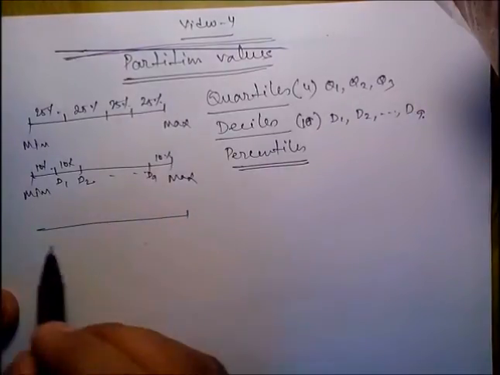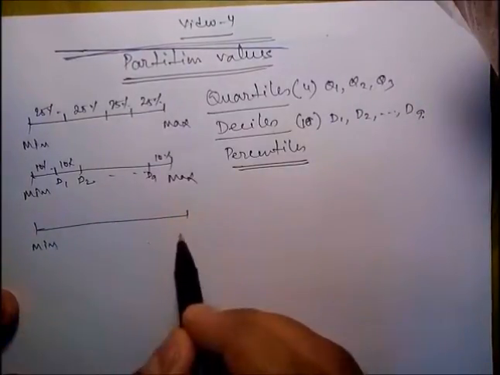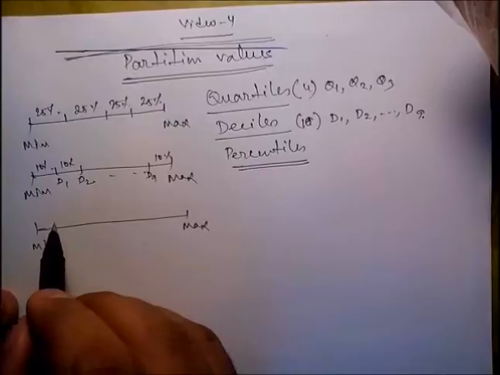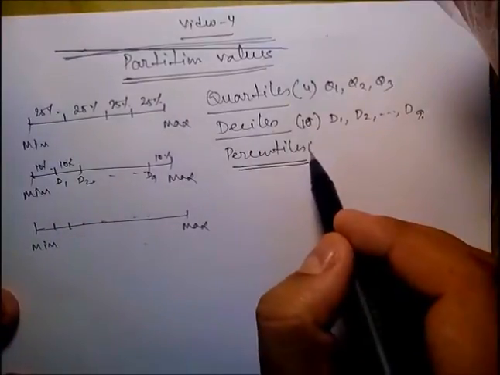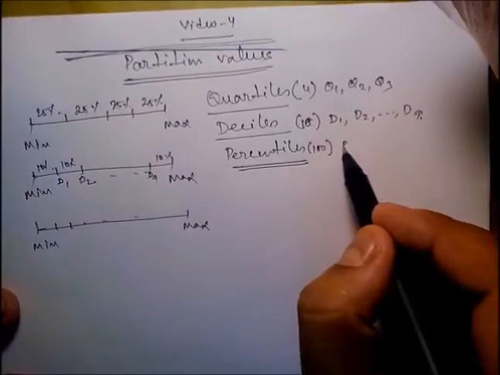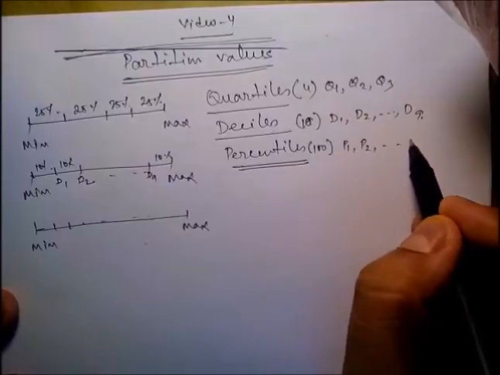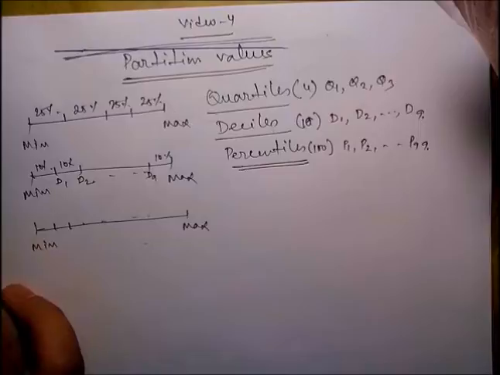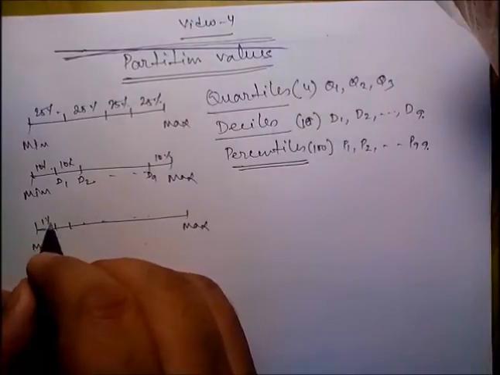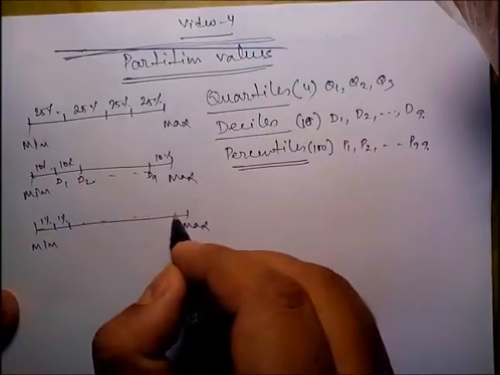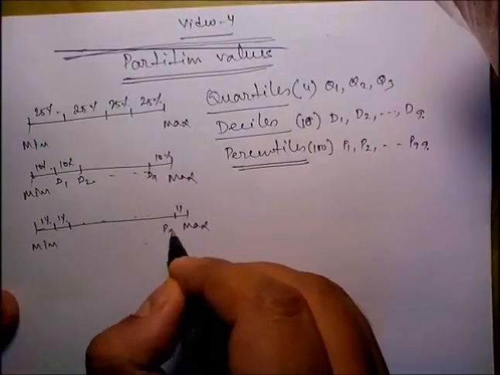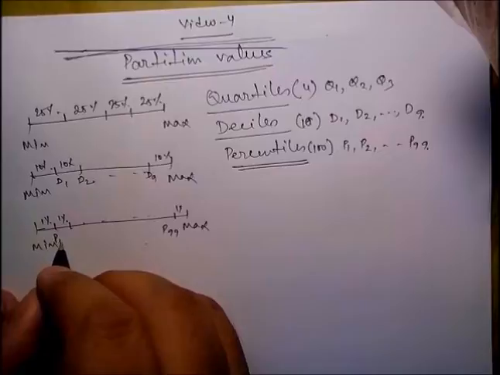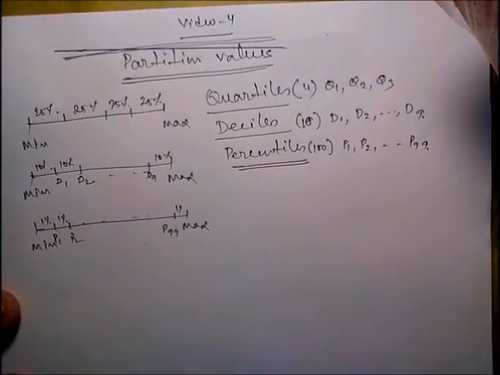Similarly, in percentiles, between the minimum and maximum, it divides into 100 equal parts. So P1, P2 to P99. So 99 percentile points are there. Each part consists of 1% data. So this is P1, P2 to P99.